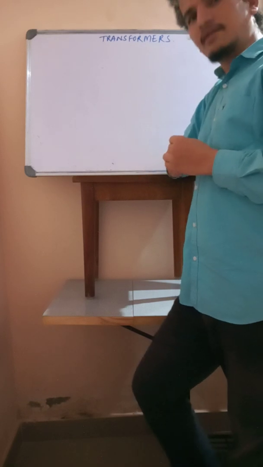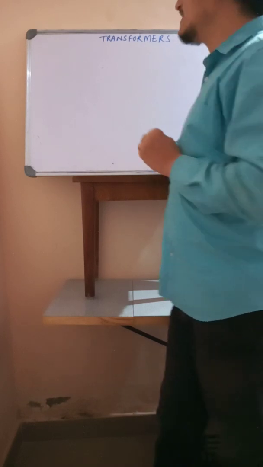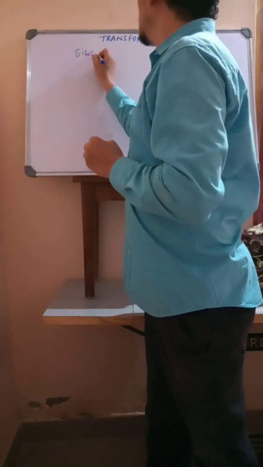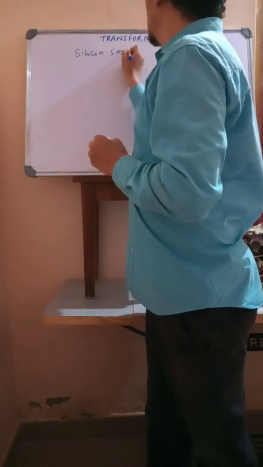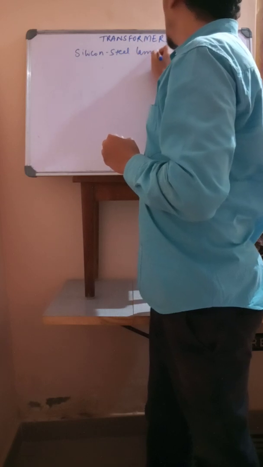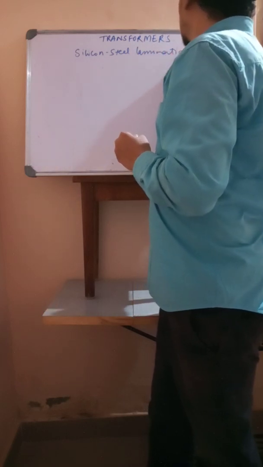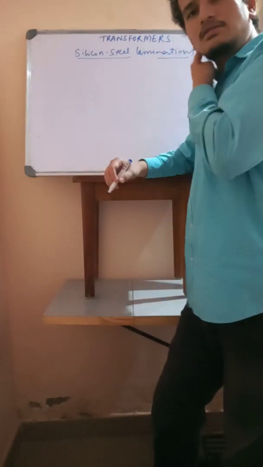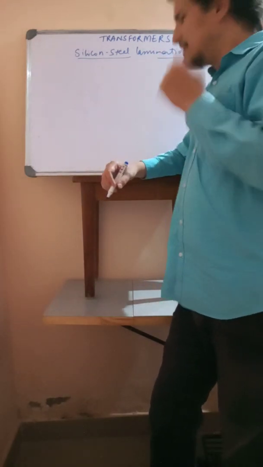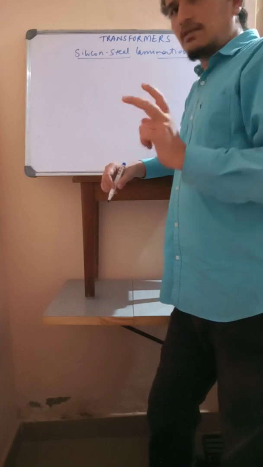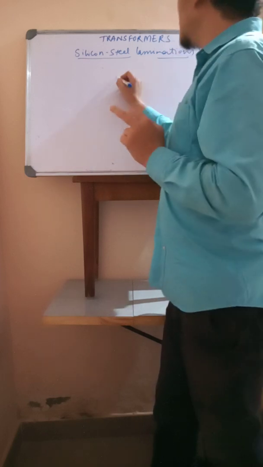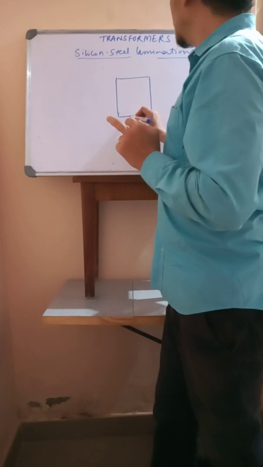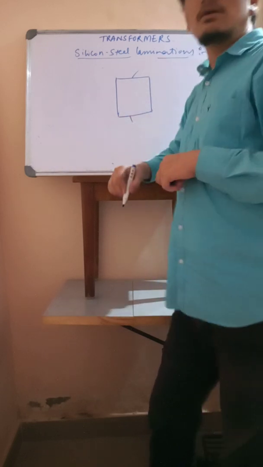Usually the magnetic core is made up of, again I have told, silicon steel laminations. Why are these silicon steel laminations used? I will explain with an illustration. Say for example, it is one limb of the core.